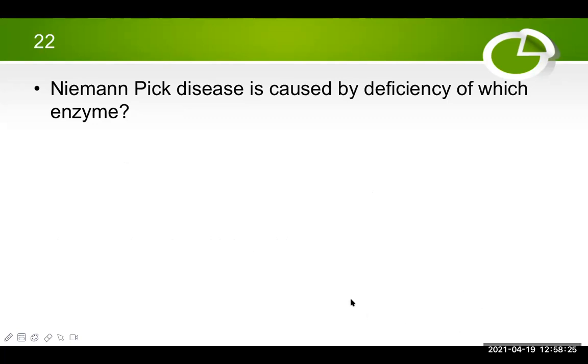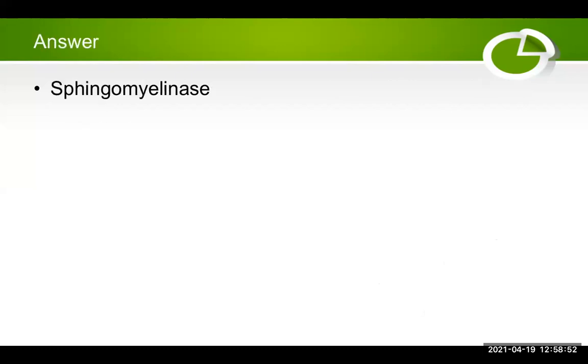Straightforward question now. Niemann-Pick disease is caused by deficiency of which enzyme? What is the name of that enzyme? Sphingomyelinase. Absolutely. This is known as sphingomyelinase. Very good. Sphingomyelinase is the name of the enzyme. Because of this, different types of lipid are deposited in the reticuloendothelial system and the central nervous system. Sphingomyelinase is the answer.